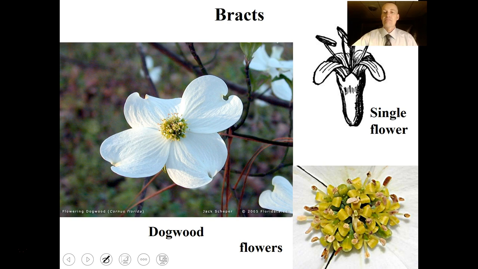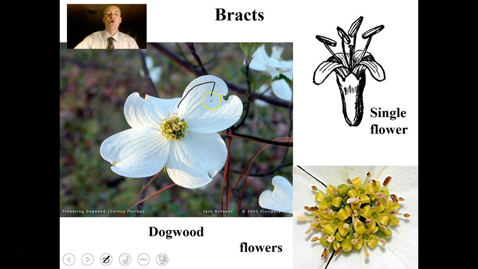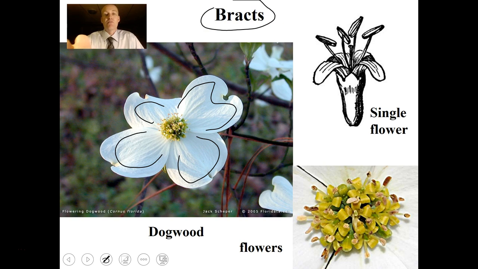Another modified leaf would be a bract. So if you've ever seen a dogwood flower, those white structures I'm circling or outlining there are actually bracts. Okay, they're modified leaves. The flowers, if you notice over here, I enlarged the flowers so you could see it, but the flowers are actually yellow. The bracts are white. And so those aren't actually flowers. So if you enjoy dogwood flowers, you'd have to actually get in and look at them. You may be enjoying the bracts.